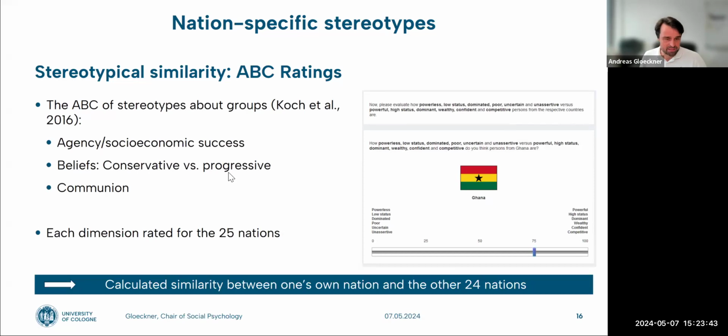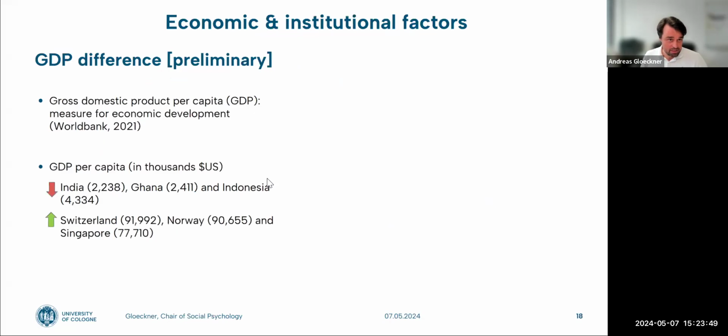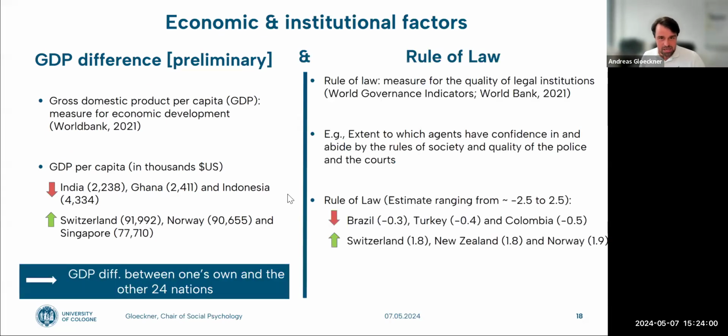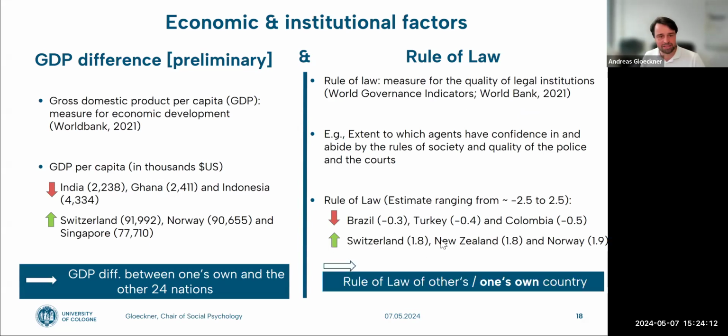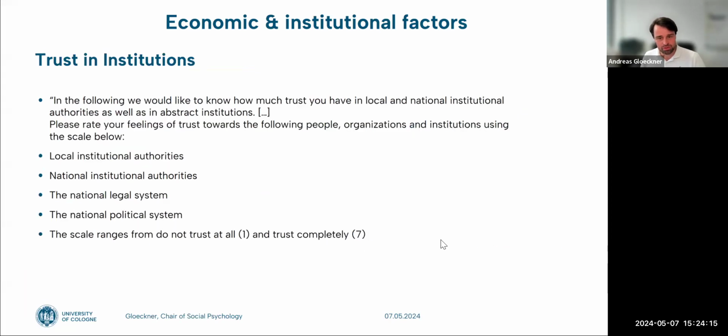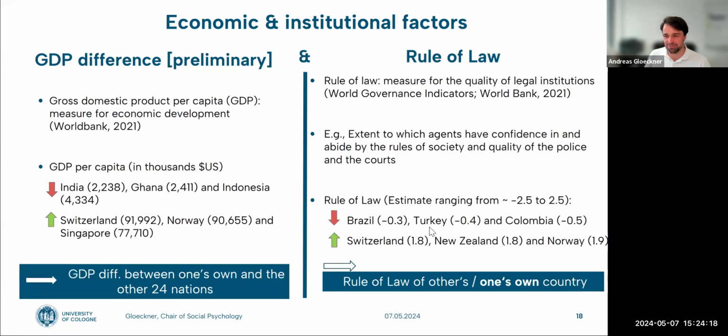Most importantly, we calculated similarity on these stereotype dimensions between the countries. The GDP differences should be clear. This is just the gross domestic product per capita. We took this from the World Bank. Switzerland is high, Norway is high, India, Ghana is low. And the rule of law was also from the World Bank, the measure of the quality of legal institutions. Here, for instance, Brazil, Turkey, Colombia were quite low, and Switzerland, New Zealand, Norway were quite high. And we focus on the rule of law in their own country. You can also analyze this for the receiver country, but we were interested in how the rule of law of the sender country influences social preferences.